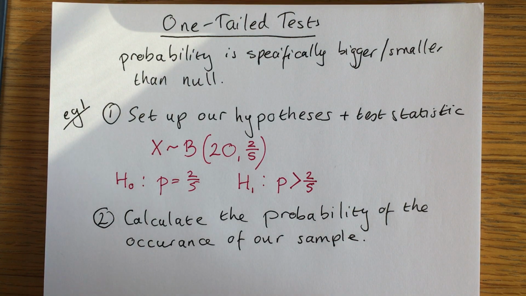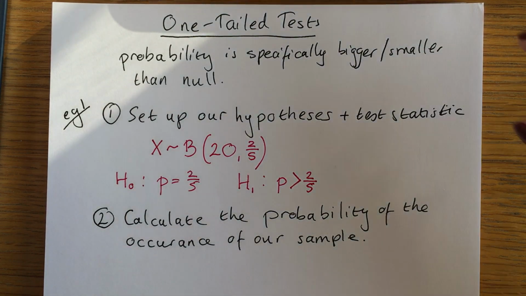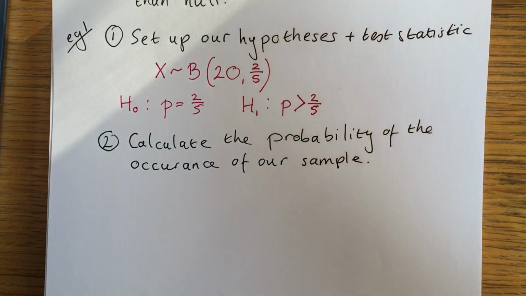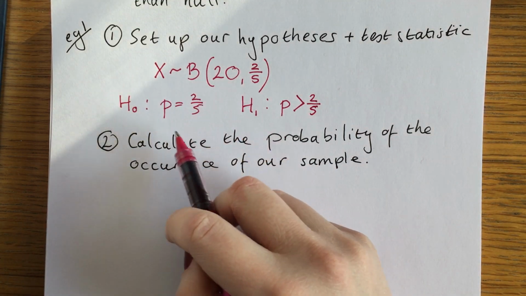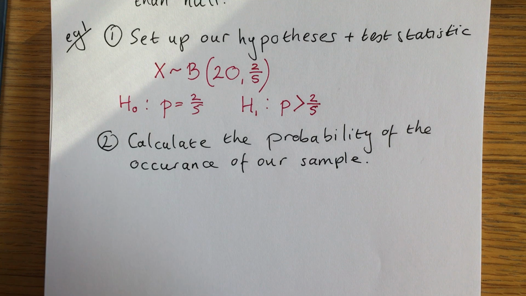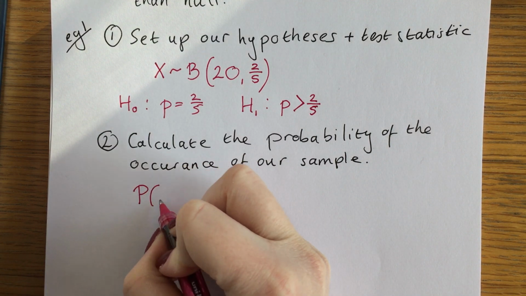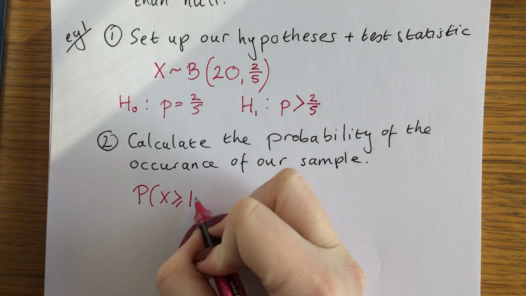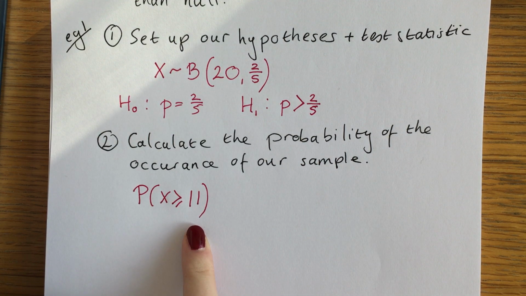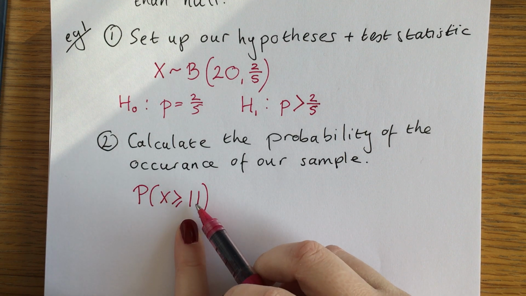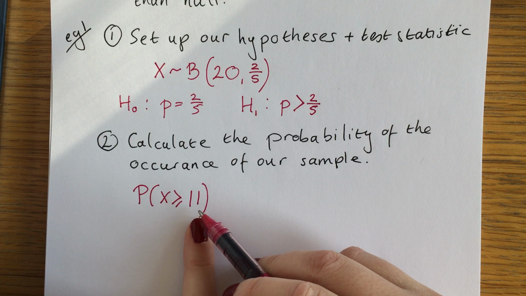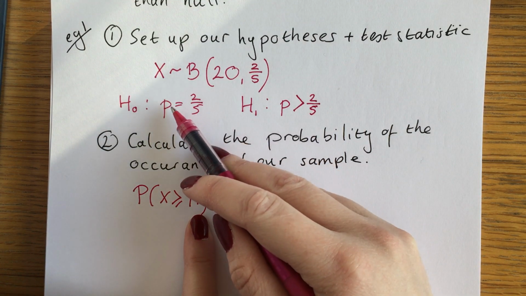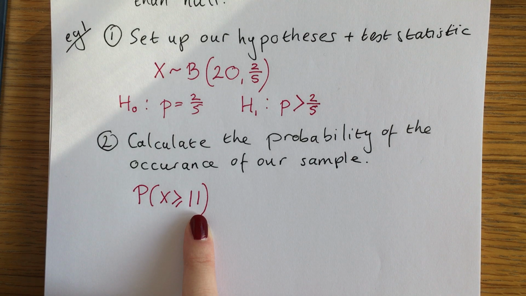So this means we are looking at what happened in our sample and testing the likelihood of that happening given our initial assumption, which is that probability is equal to 2/5. So I know that 11 people in our sample were successfully treated. So I need to work out the likelihood that 11 or more people could be treated, assuming our probability is 2/5.